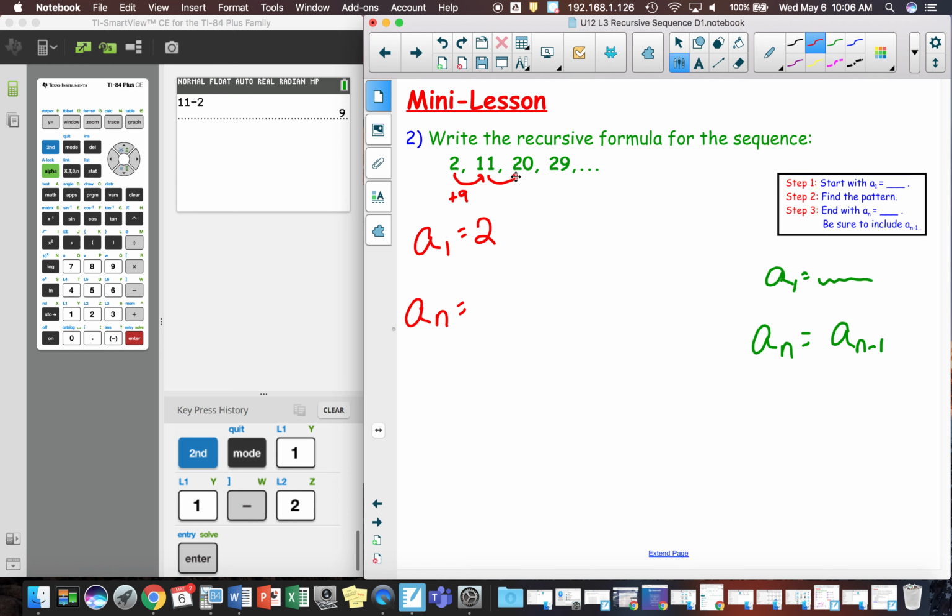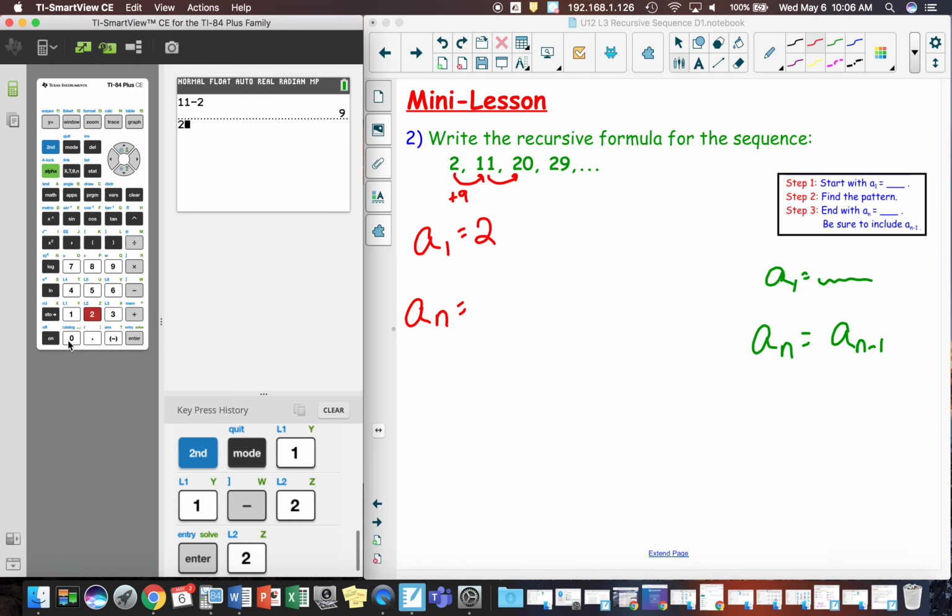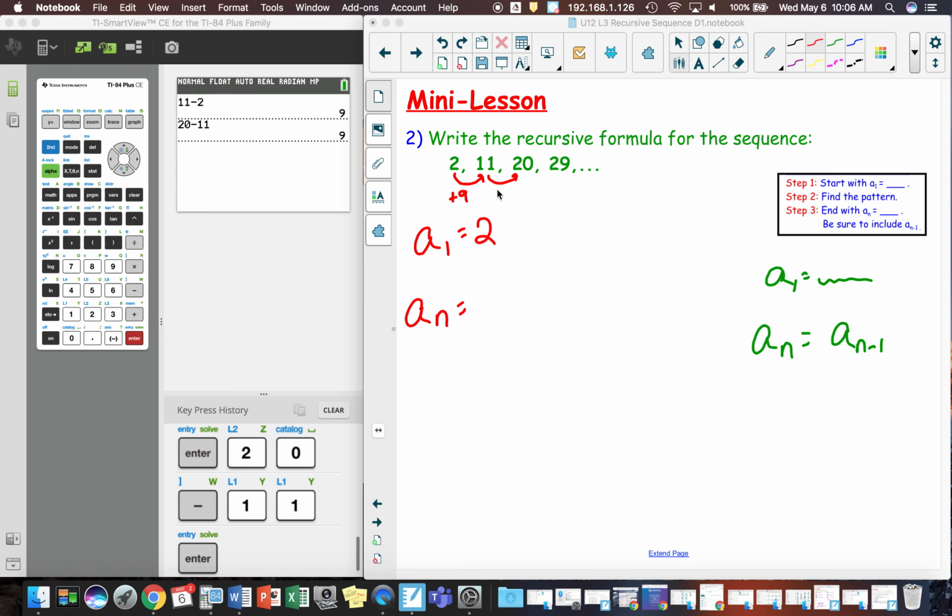What's 20 minus 11? 20 minus 11 is also 9. Okay, so it seems like our rule so far is that we're just adding 9. But we have to make sure with the last one that that rule still stays the same. Now you can look at this and say, oh, all right, 29 minus 20 is equal to 9. So I'm going to write that rule down here. To go from this term to that term, I need to add 9.